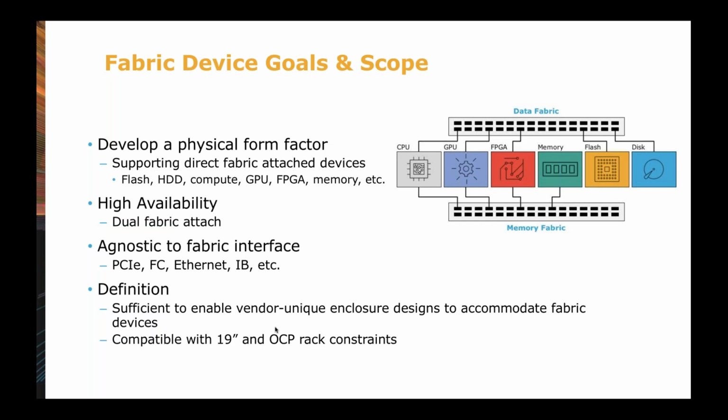But what we have here today is a physical form factor and a mechanical design to accommodate a device. Again, it's agnostic to the fabric. As far as the product goes, Western Digital is implementing Ethernet and has already announced that, but these other fabrics are possible in the same form factor. We are rolling it out in a standard 19-inch rack, but there's nothing about this device that would keep it from going into the OCP rack.